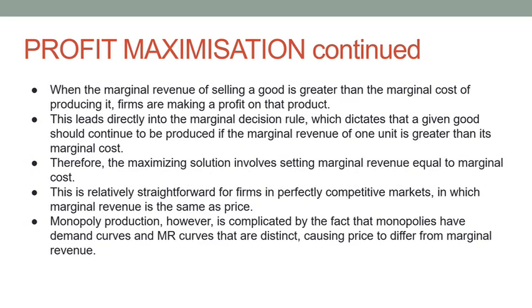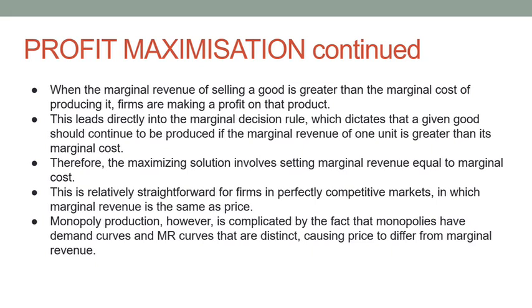So when the marginal revenue is greater than the marginal cost, then they are making a profit. This leads directly into the marginal decision rule, which dictates that a given good should continue to be produced if the marginal revenue of one unit is greater than its marginal cost. Therefore, the maximizing solution involves setting marginal revenue equal to marginal costs.